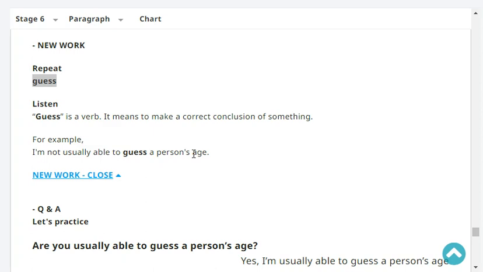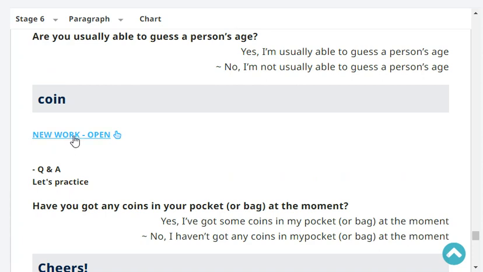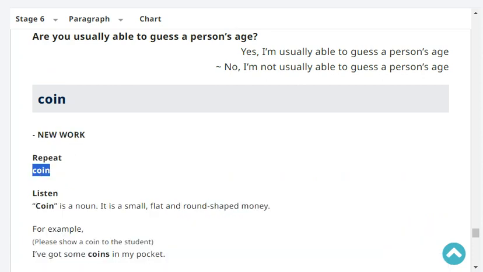Let's practice. Are you usually able to guess a person's age? Yes or no? Yes, I'm usually able to guess a person's age. Very good. Next, repeat. Coin. Very good. Okay. Coin is a noun. It is a small, flat, and round shaped money.